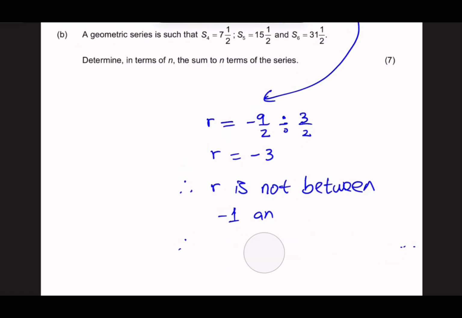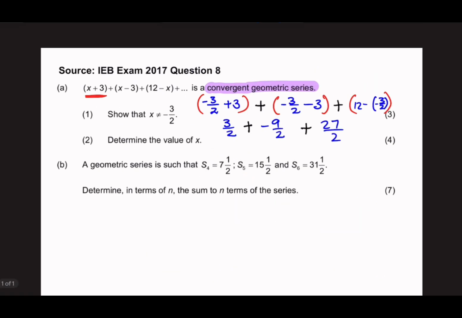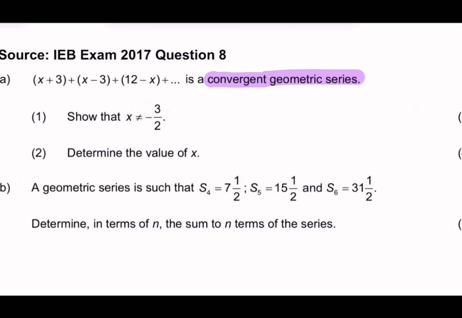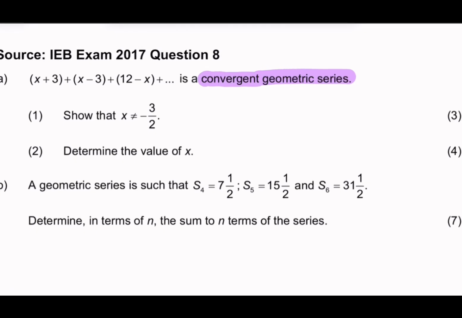So we proved that. I'm going to erase everything just to create space again here. Now let's do 2. Determine the value of x. And that should be, again, really straightforward. Finding the value of x is all about taking the second term divided by the first one, and knowing that that's the same as taking the third term divided by the second one.